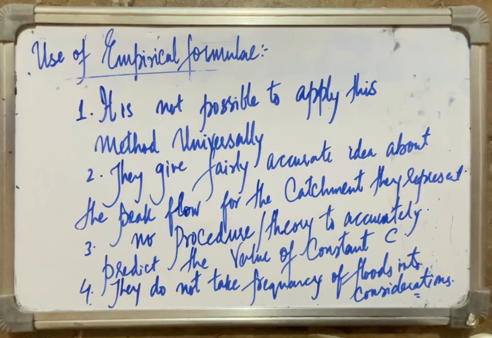First one, it is not possible to apply this method universally. Second one, they give fairly accurate idea about the peak flow for the catchment they represent. Third one, no procedure or theory to accurately predict the value of constant C. And the fourth one is that they do not take frequency of floods into consideration. So this is about the empirical formulas, wherein we studied how we make use of certain empirical formulas to know about the maximum flood discharge. All right.